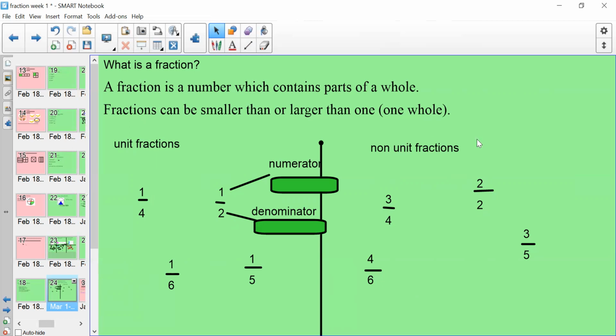So I'd like you to have a think now. What is the difference between these two groups of fractions? What do you notice about them? So pause the video now and have a think about what you notice about these fractions.